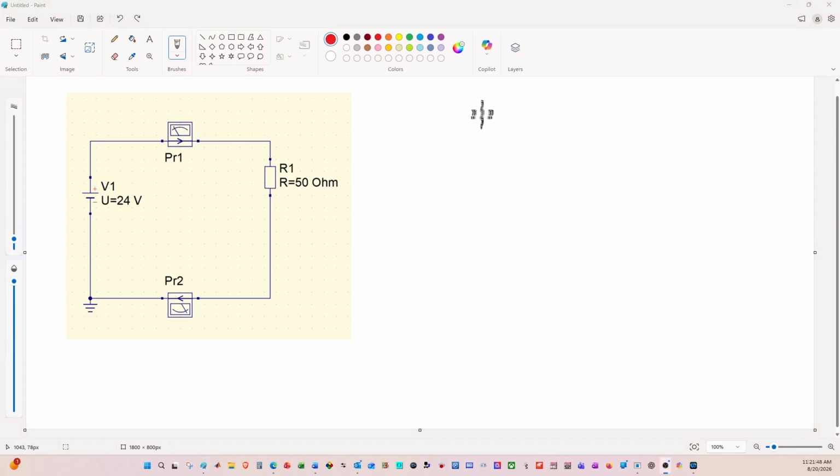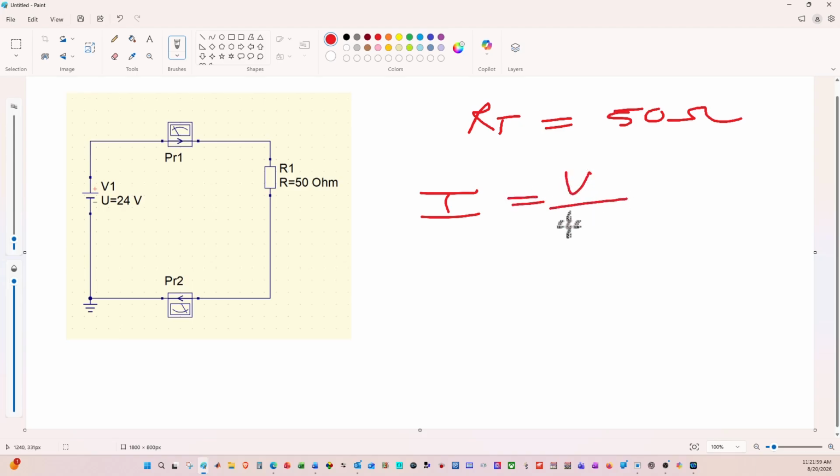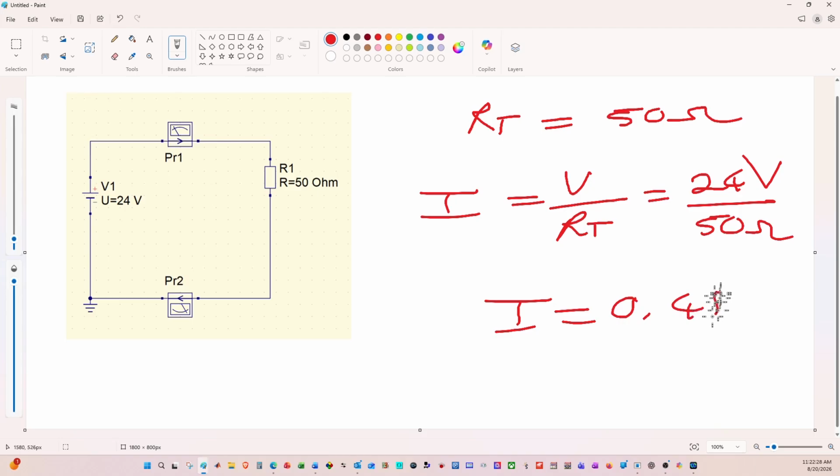In this instance, the total resistance as seen by the power supply is going to be equal to 50 ohms. And so we can use Ohm's law to calculate what the current flow is going to be, and that's going to be the voltage divided by the total resistance which it sees. In this case, that's going to be 24 volts divided by 50 ohms, and that should give us a current flow of 0.48 of an amp.